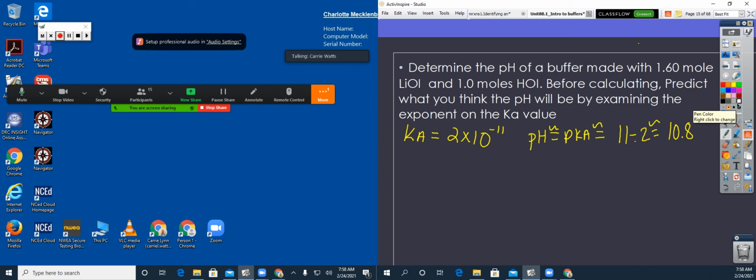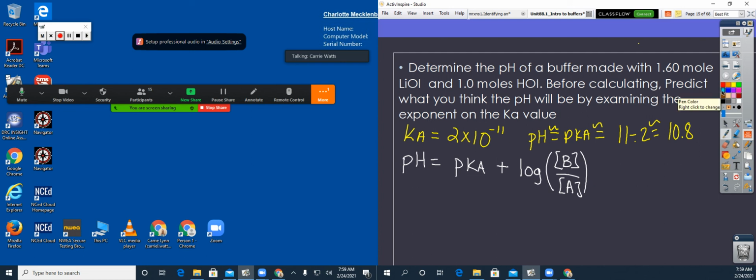Okay, then using Henderson-Hasselbalch, again this equation is on your reference sheet, pH is going to be the pKa plus the log of the base over the acid. Okay, so let's make sure we know which one's the base and which one's the acid. In the video yesterday, remember I proved that it didn't matter which way you wrote the equation. But for the Henderson-Hasselbalch, it's got to be base over acid. So this is our acid right here.